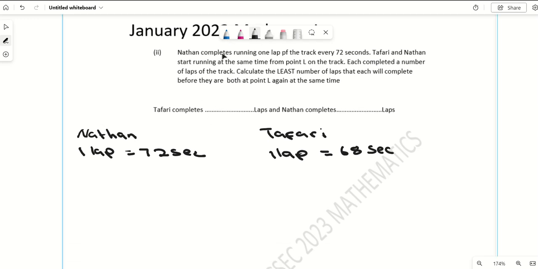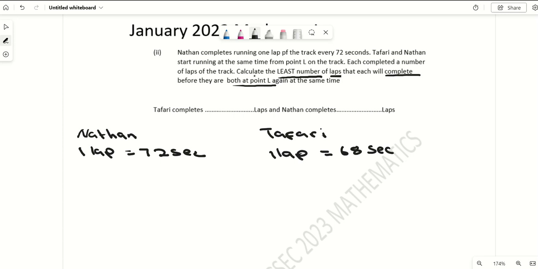Nathan completes running 1 lap of the track every 72 seconds. Tafari and Nathan start running at the same time from point L on the track. Each completed a number of laps on the track. Calculate, now this is the part, the least number of laps that each will complete before they are both at the same point.